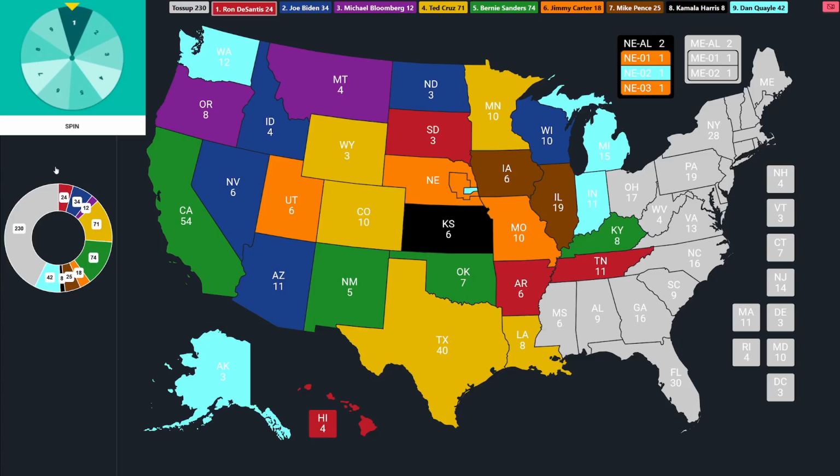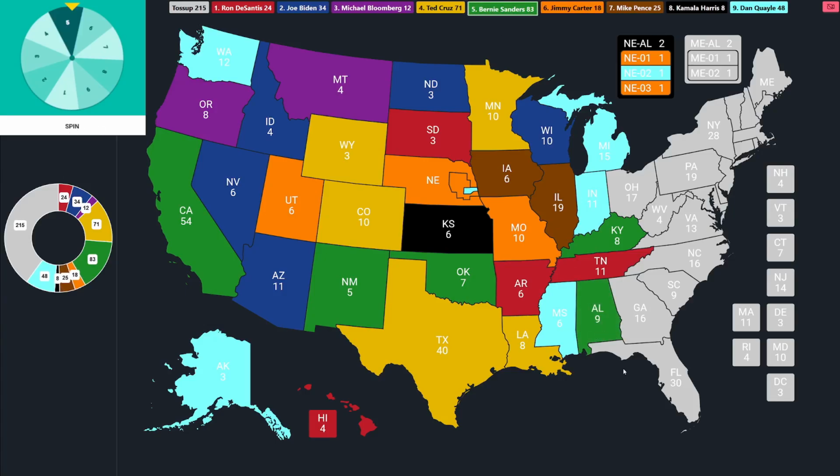How about Mississippi? In the Deep South, they've got 6 more. Number 9, that's going to Quayle. Next door, it's Alabama. 9 votes. Here's the spin. Number 5, that is another one for Sanders.